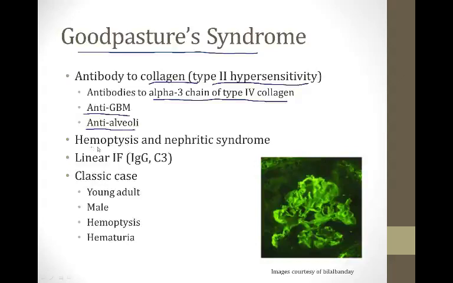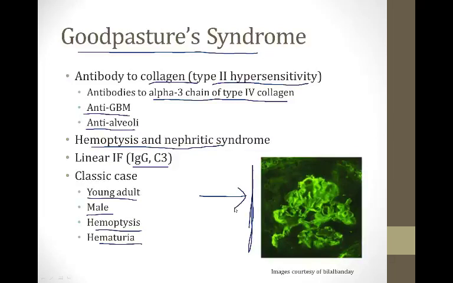So these patients present with hemoptysis and nephritic syndrome, and this can make you think of Wegener's or microscopic polyangiitis, but there are a couple of key differences. The immunofluorescent staining in Goodpasture's is positive. I've shown an example of it in the bottom right of the screen here. There is a linear immunofluorescent pattern when you stain for IgG or C3, and remember that in all the ANCA diseases you will see a negative immunofluorescent staining pattern. It's called a pauci-immune pattern. So the classic case of Goodpasture's is a young adult, usually a male, who has hemoptysis and hematuria, but then you're going to know it's Goodpasture's by the immunofluorescent staining pattern and the absence of ANCA antibodies.